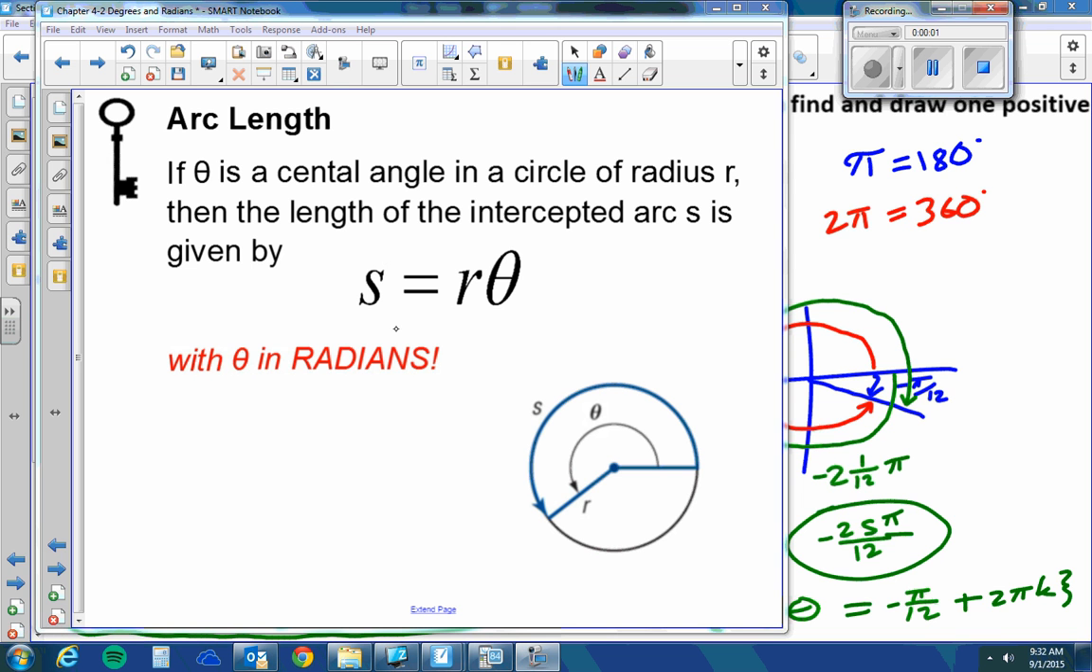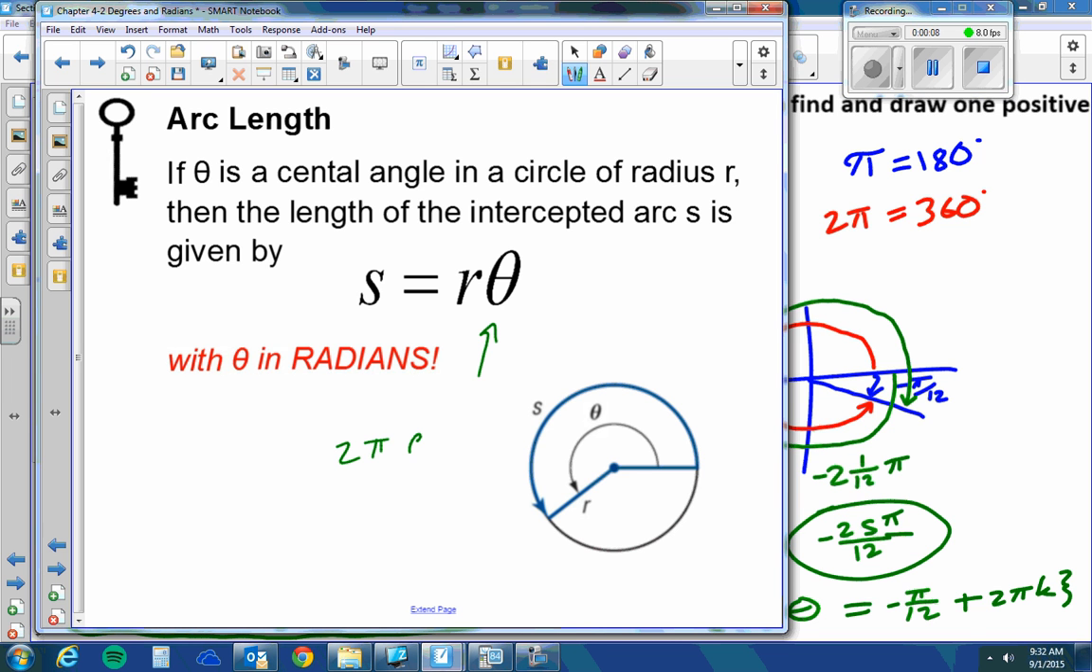So there's the arc length formula. If you try to apply it to the whole circle, you plug in 2 pi for theta. And if you did, what you'd have is 2 pi r, which is the correct formula for the circumference of the circle, for the whole circle. That's so you can check to make sure you have the right formula.